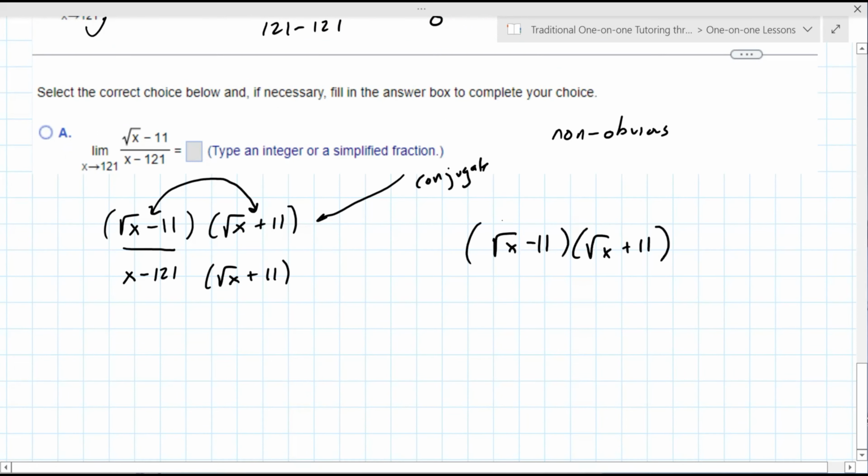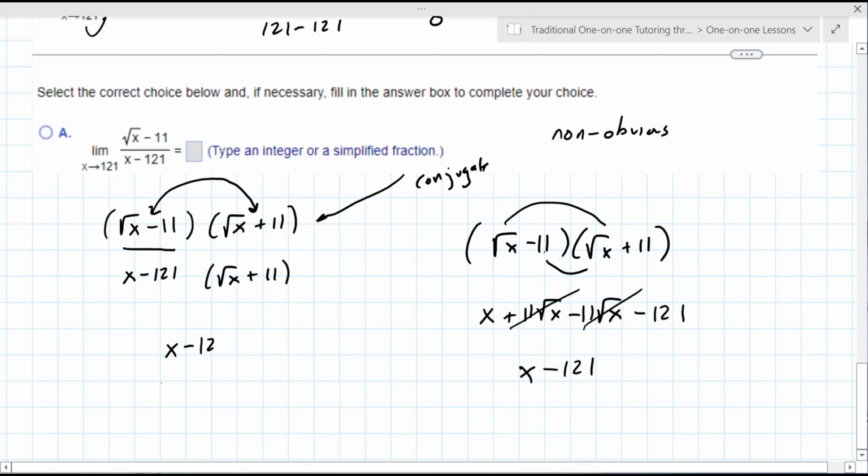So when you FOIL this, first times first, so square root of x times the square root of x is x. Square root of x times 11 is 11 square root of x. Minus 11 times the square root of x is minus 11 square root of x. Minus 11 times 11 is minus 121. These cancel, and you get x minus 121 on top. So in your numerator, it's x minus 121 over x minus 121 times square root of x plus 11.